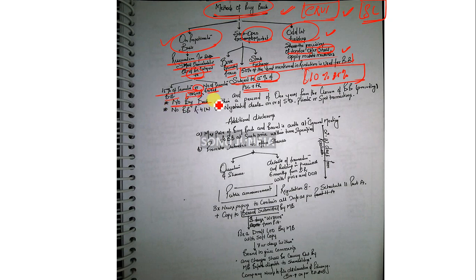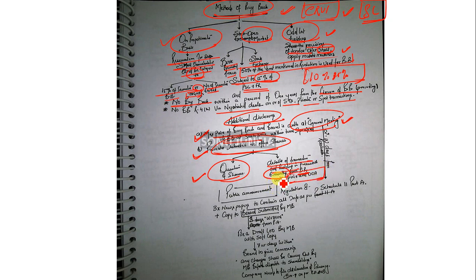Anyway, moving further, there is no buyback within the period of 1 year from the closure of the previous buyback. Then no buyback by negotiated deal, on or off stock exchange, private or spot transaction, is allowed at all. Additional disclosure: the price for buyback, and the board is authorized to buy back by the resolution in general meeting at such price. A promoter intending to offer shares has to give the quantity of the shares. Then they have to inform the details of the transactions in the previous 6 months from the special resolution, along with the price and date of this transfer and date of acquisition.